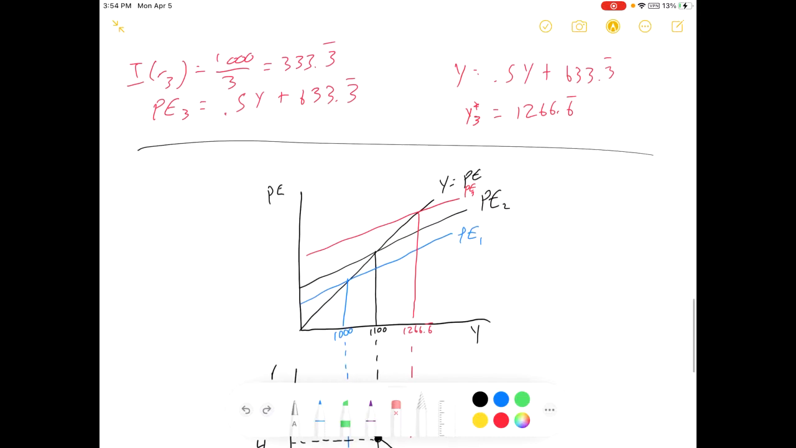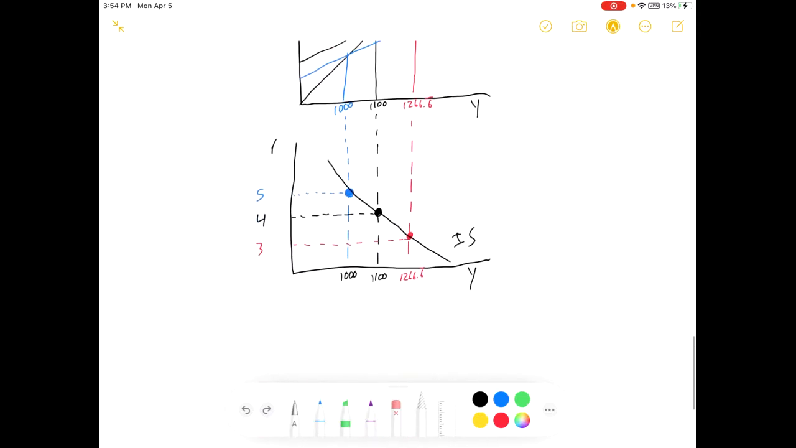It's telling a very similar story, except instead of having planned expenditures on this axis, we have interest rates on this axis. Interest rates are something that we're often interested in measuring, comparing, setting policies about. So this thing is very helpful to us. It tells us our predicted GDP as a function of interest rates.